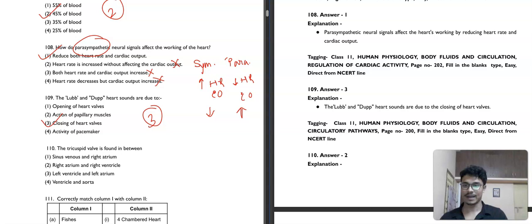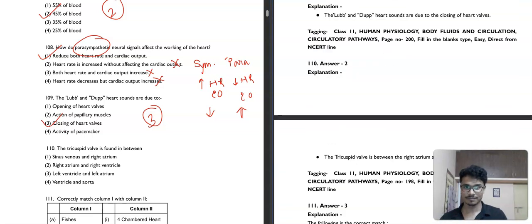Then question number 110. A tricuspid valve is found in between sinus venosus and right atrium, then right atrium and right ventricle, or left atrium, ventricle and aorta.